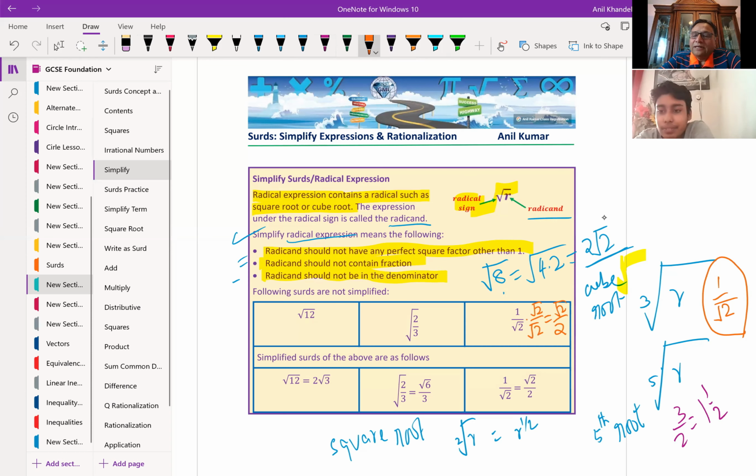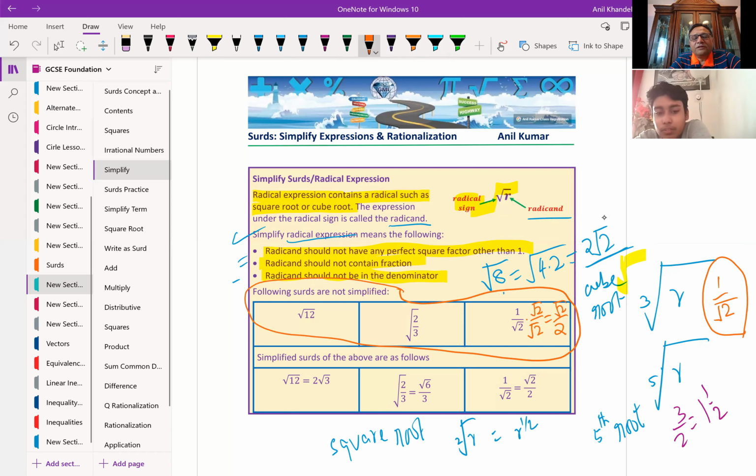Yes, sir. But that's the whole idea, because it is not in the simplest form of a radical expression. That is why we do it. You get the idea? Yes, sir. Okay. So we can say that the following surds are not simplified. These are not simplified because we need to do something to simplify them, right?